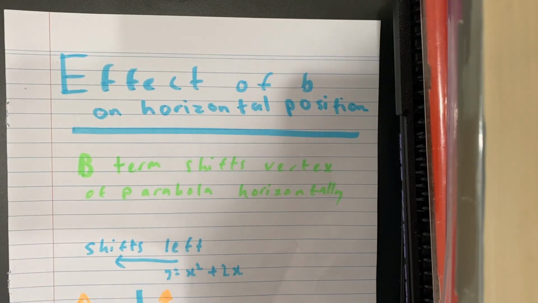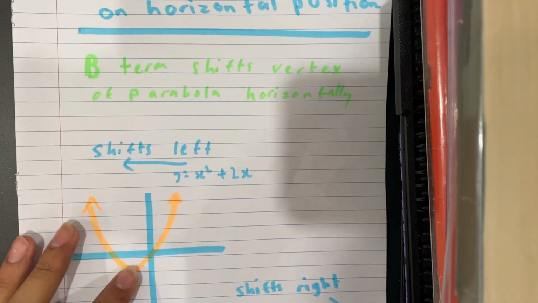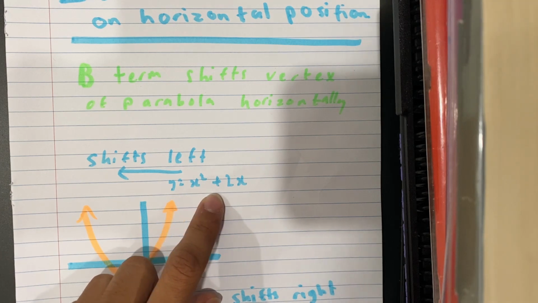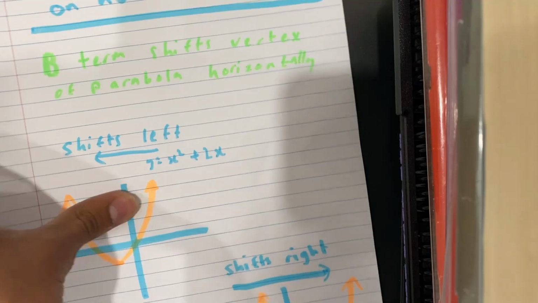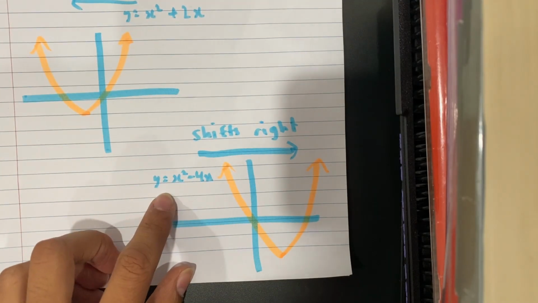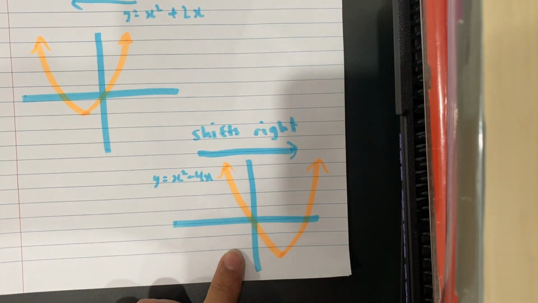The B term in standard form shifts the vertex of the parabola horizontally. The vertex x-coordinate is calculated using x equals negative b over 2a, which shifts the graph left or right. For example, in y equals x squared plus 2x, this shifts the vertex to the left, whereas in y equals x squared minus 4x, this shifts the vertex to the right.